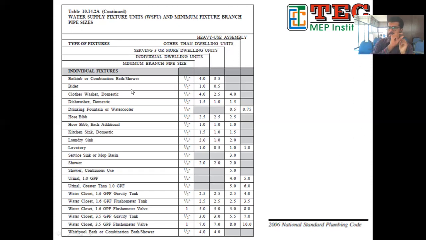Minimum pipe size means if this is a water closet, the water entering that water closet has a minimum pipe size. That pipe size has to be given, and it won't change. So here we just concentrate on this. The minimum pipe size is ½ inch for a bathtub. For a bidet also, half.